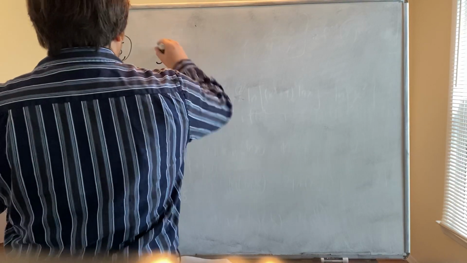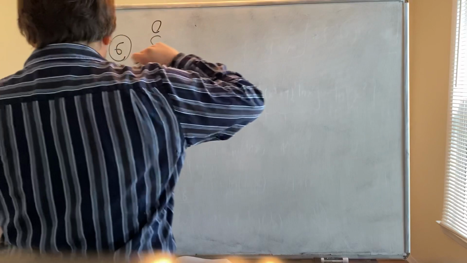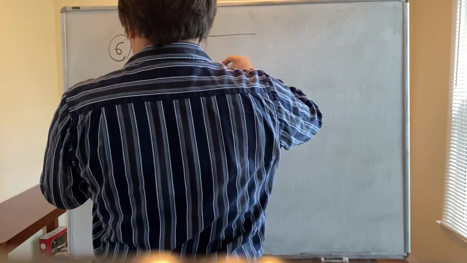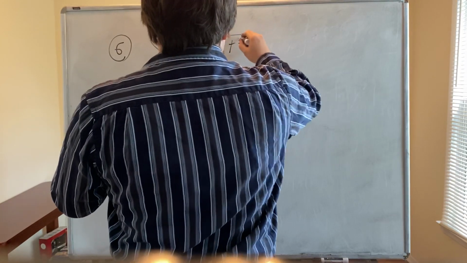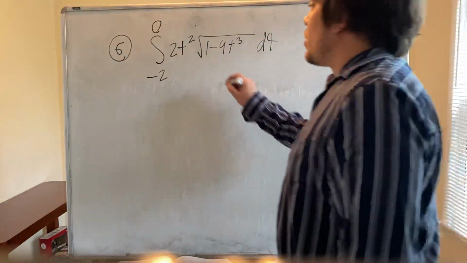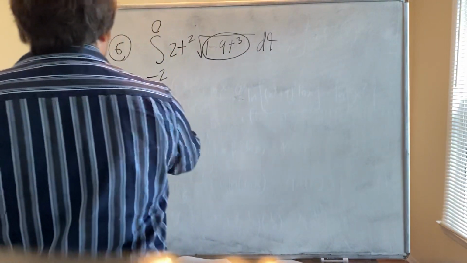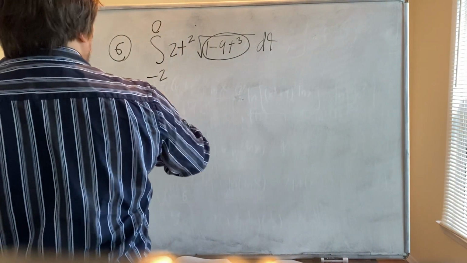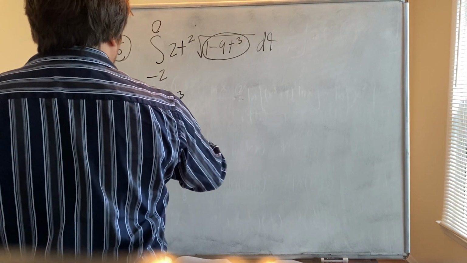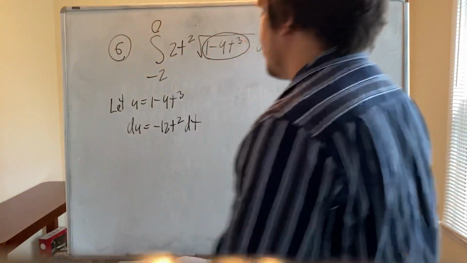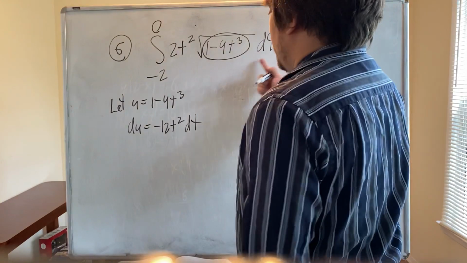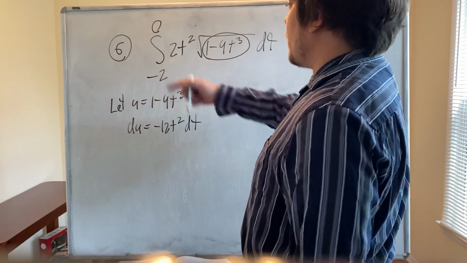Calculate the definite integral from -2 to 0 of 2t squared times the square root of 1 minus 4t cubed dt. And so 1 minus 4t cubed, let u equal that. So let u equal 1 minus 4t cubed. du is equal to -12t squared dt. So we have a 2t squared dt, and so what we need is to multiply this by -6.